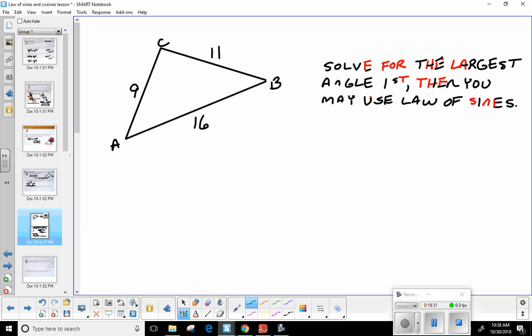Okay, so 16 squared should equal. Or, oh, hey, do you just want to go straight to the expression? If you feel confident with that, we'll do it. So it would be 16 squared what? Minus 9 squared, minus 11 squared, all over negative 2 times 9 times 11, equals the cosine of C. Good. And see, the more you do that, you're going to get more comfortable, and you just get right into that expression. Very good.